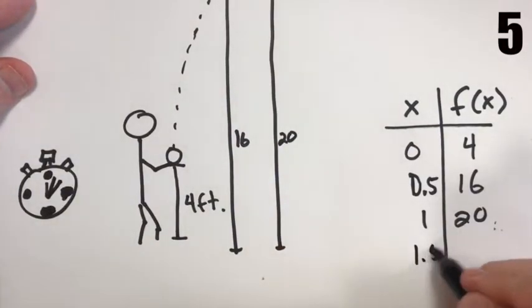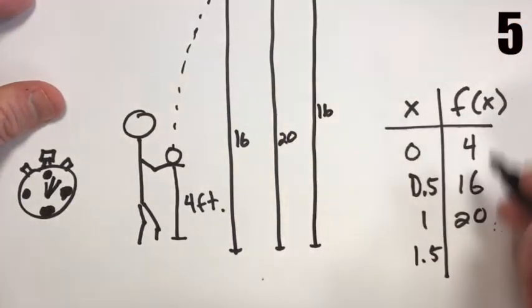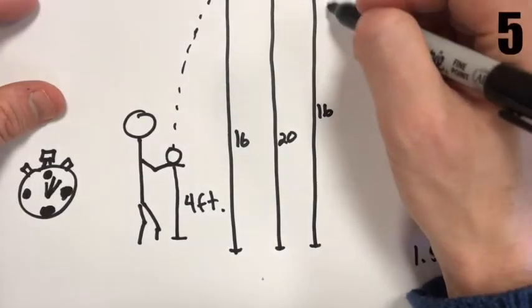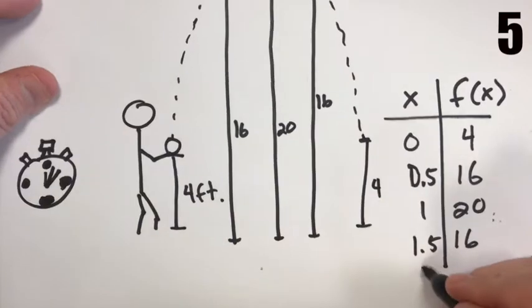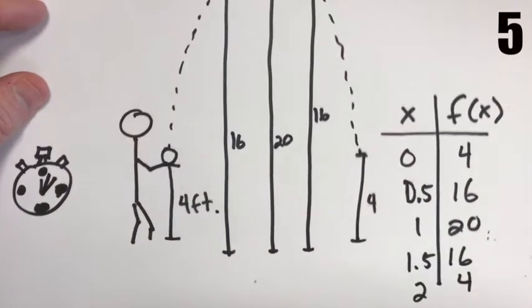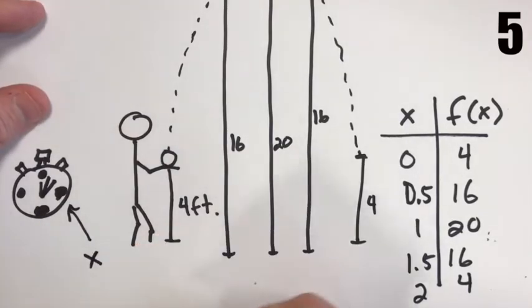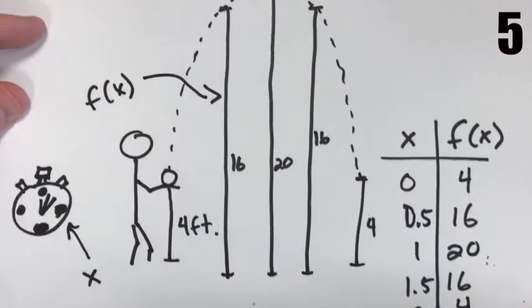At 1.5 seconds, the ball starts coming back down and is again at 16 feet. And finally, we have the data that at 2 seconds, it's back at 4 feet. So if x is the time in seconds and f of x is the height of the ball.